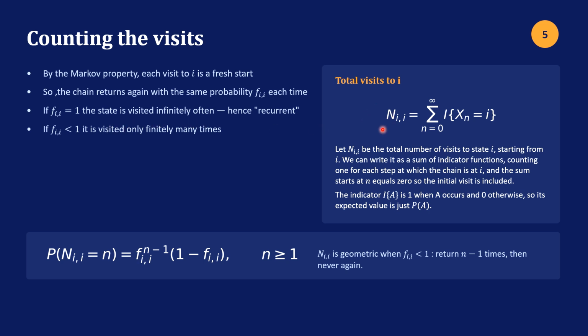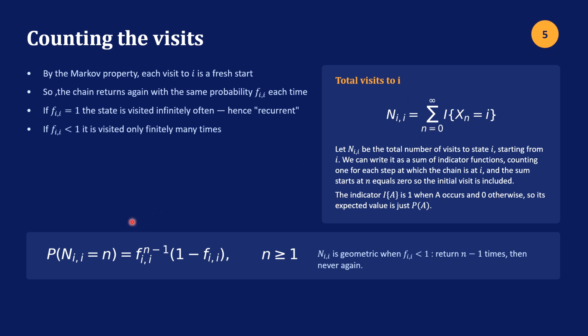Then we have this variable here, N sub I. It's actually a random variable, the total number of visits to state I, starting from I. We can write it as the sum of indicator functions, counting one for each step at which the chain is at I, and the sum starts at n equals 0, so the initial visit is included. So this little indicator function here means if this is true, you count it as 1, and if not, you count it as 0. I have an explanation down here for indicator functions.